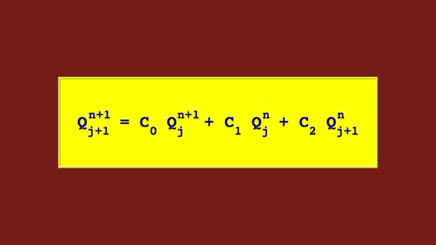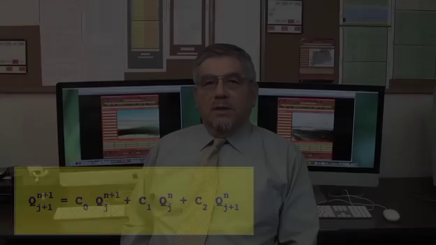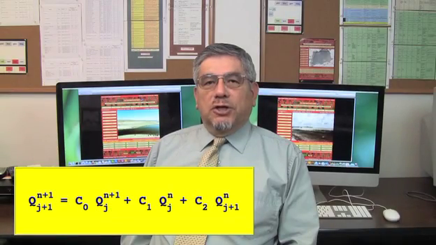To derive the routing equation for the Cascade of Linear Reservoirs, the routing equation for a single linear reservoir is expressed as follows, in which Q represents discharge, whether inflow or outflow, and J and N are space and time indexes, respectively, as shown here.